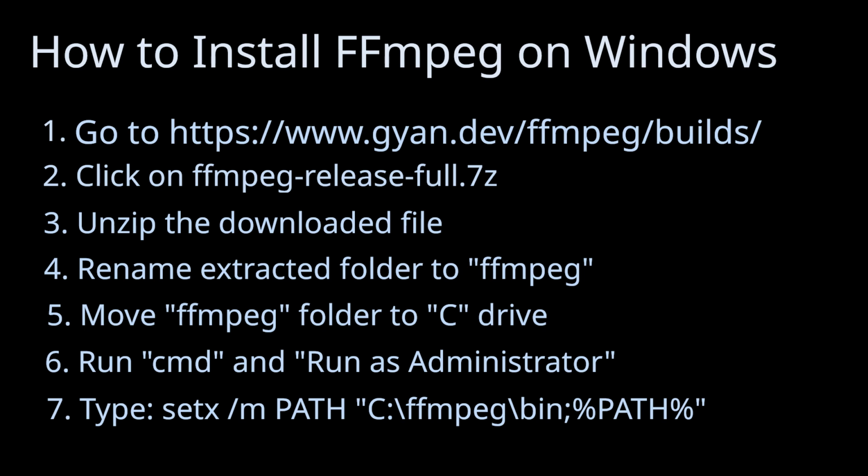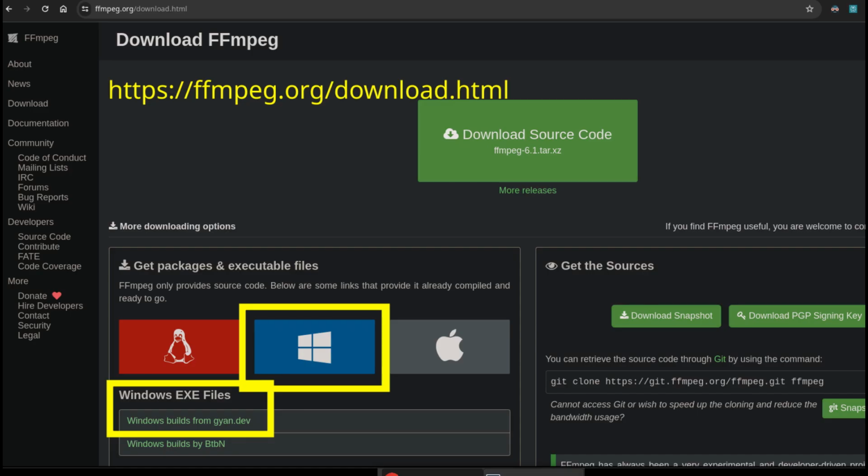How to install FFmpeg on Windows. Step 1. Download FFmpeg. Go to the FFmpeg Downloads page.